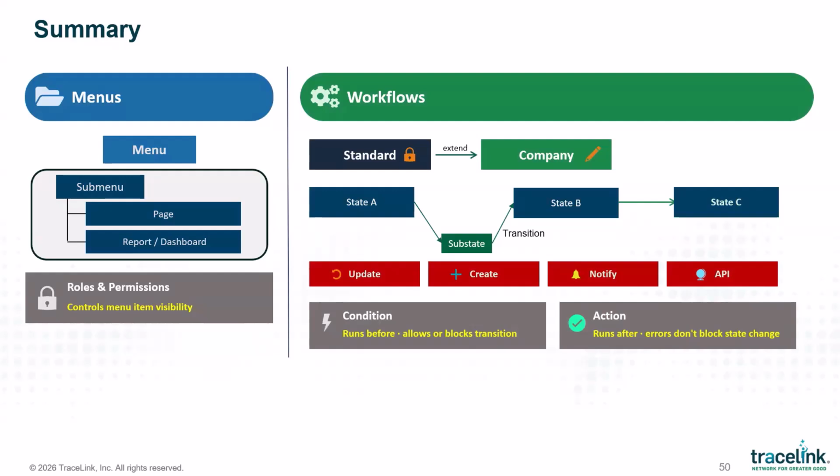We also discussed that a standard workflow provides the base structure and can't be changed. However, a company workflow can extend the standard workflow to support specific business needs. In workflow configuration, we covered how to add substates, transitions, transition conditions, and transition actions. A transition condition runs before the transition and decides whether the state change is allowed. A transition action runs after the transition and can perform follow-up logic such as updating attributes, creating objects, sending notifications, or calling an API.